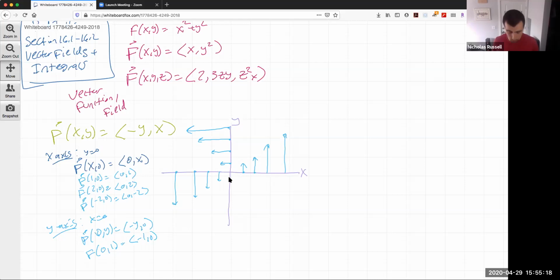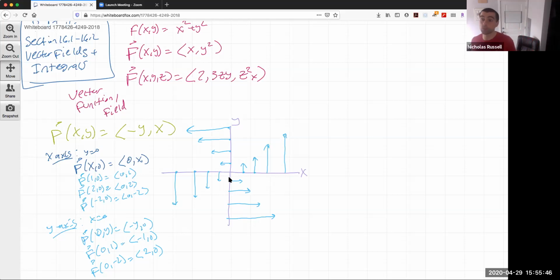Let's go in the negative y direction. What if I do that? Maybe I plug in (0, -2), for instance. I'm going to get now negative (-2), which is (2, 0), which is directly in the x direction. Kind of like this. And as I go farther and farther and farther, it should be increasing linearly. We get that point. So it almost looks like a rotation field.